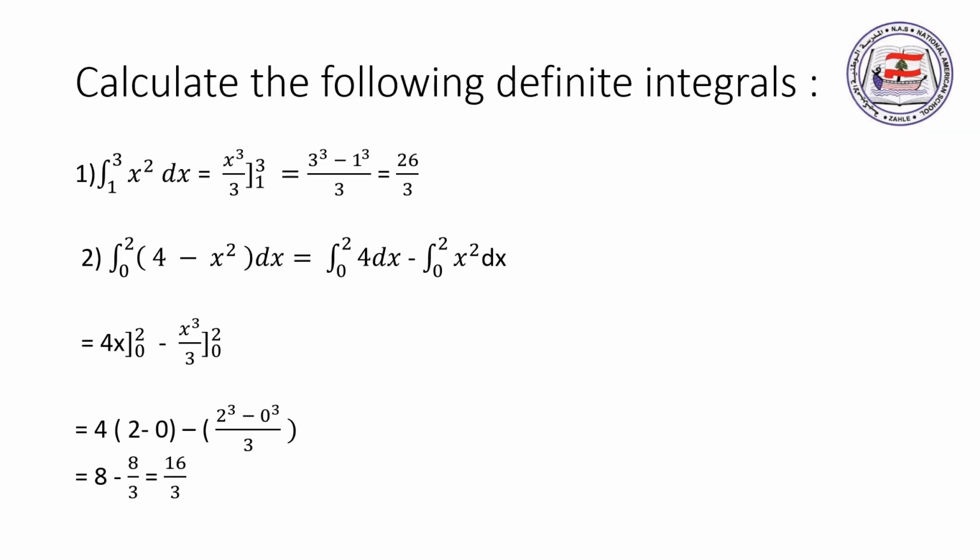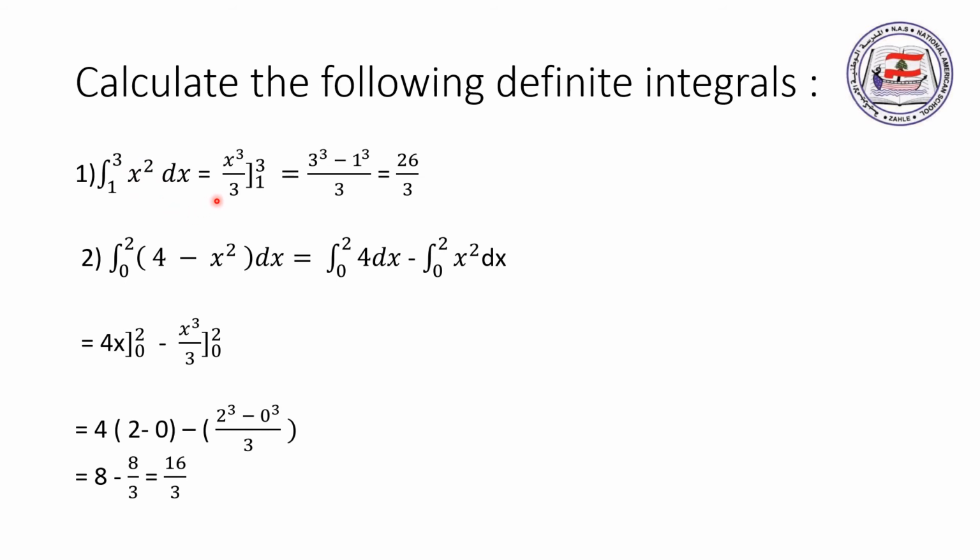After discussing the definition of the definite integral, let's move to calculate some definite integrals. As I said before, the rules of integration for definite integrals are the same as the rules for indefinite integrals. So to calculate the integration over 1 to 3 of x squared dx, first we need to apply the rule of integration of powers. So it gives x cubed over 3.